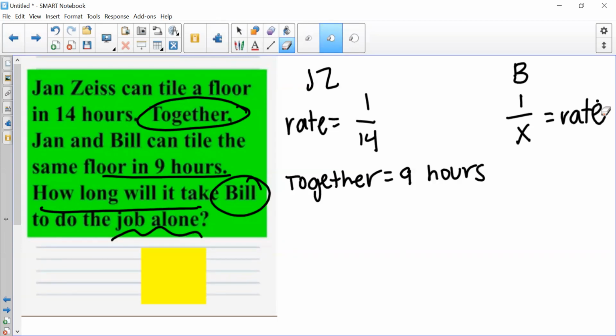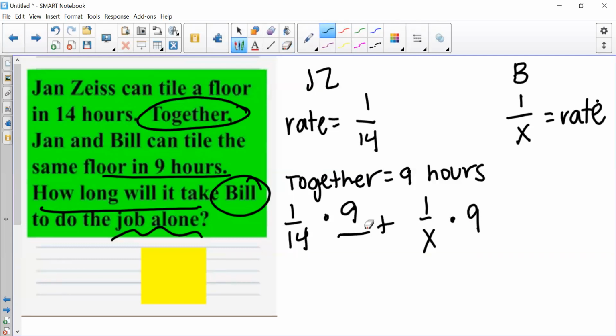And we're solving for how long it takes Bill. So we use the same formula to set it up, but be careful because this time we're solving for something different. So we know Jan's rate. We actually know the time together. It's 9. Plus, Bill's rate is 1 over x, and we still know that the time together is 9. These two parts are always going to be the same because the time together is the same. Okay, and then it's equal to 1 because again, it takes them 9 hours to do one job together.